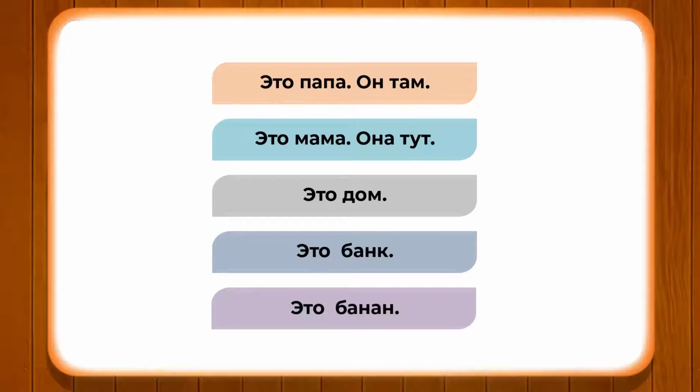So, here we have the example eta papa, this is papa. On tam, he is there. Eta mama, this is mother. Ana tut, she is here. Eta dom, this is the house or a house depending upon the context, and eta bank, this is a bank. Eta banan, and this is a banana.